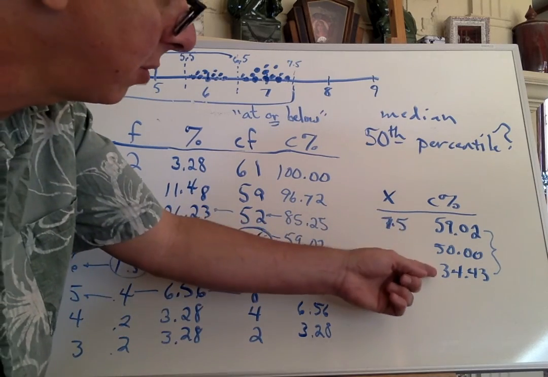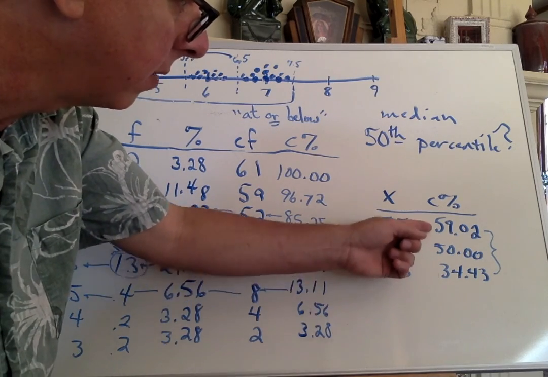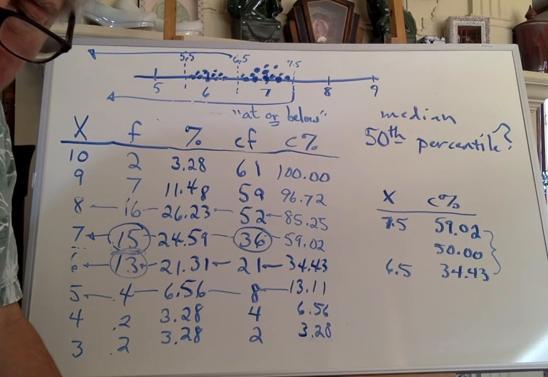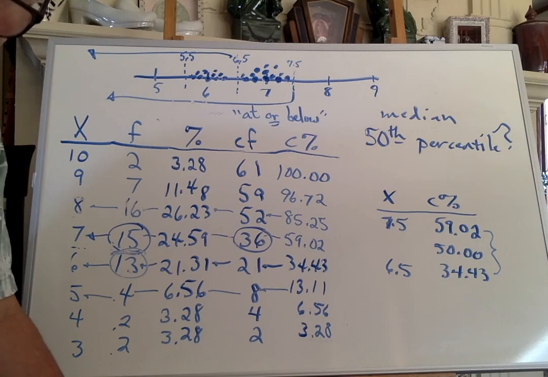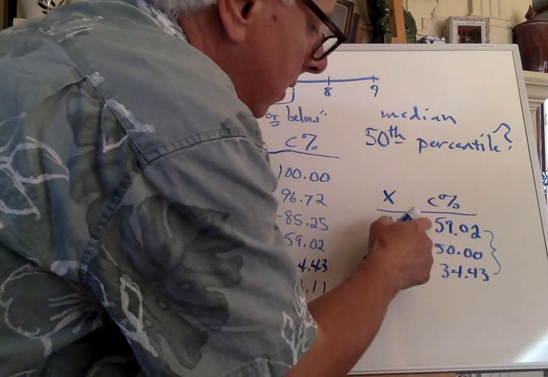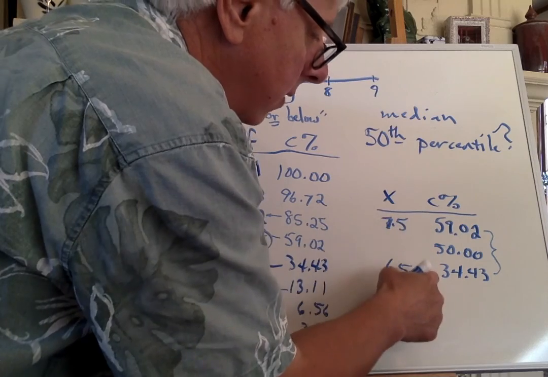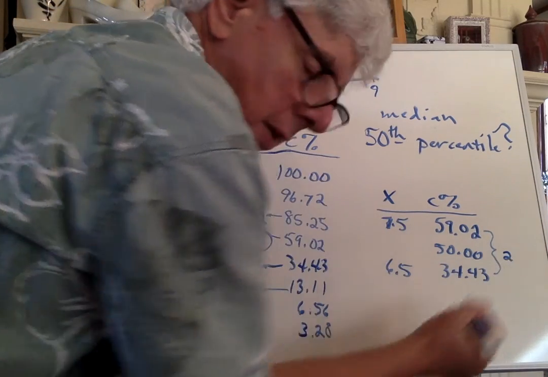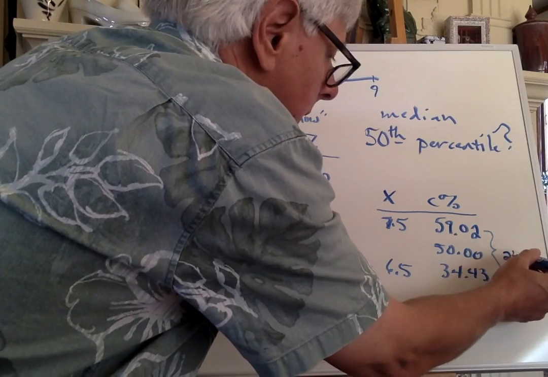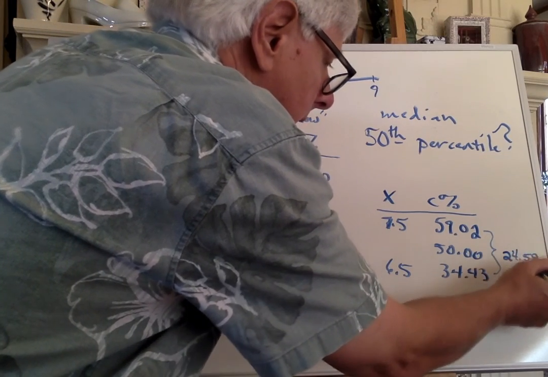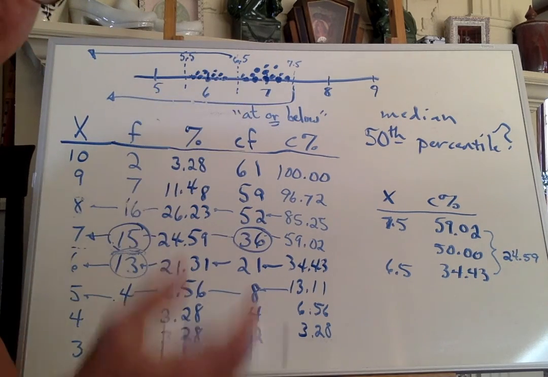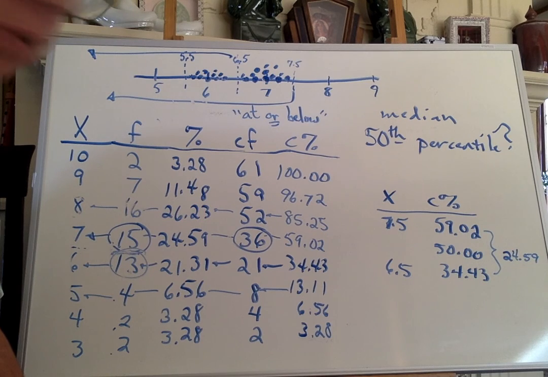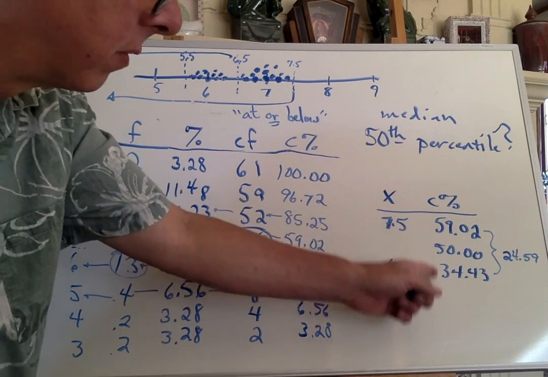Okay? So let's subtract 34.43 from 59.02. Let's do that. 59.02 minus 34.43 equals 24.59. So the entire distance here is 24.59. You have a calculator. You can subtract those numbers. That's the total distance. Okay? That's this interval, is what we call it.